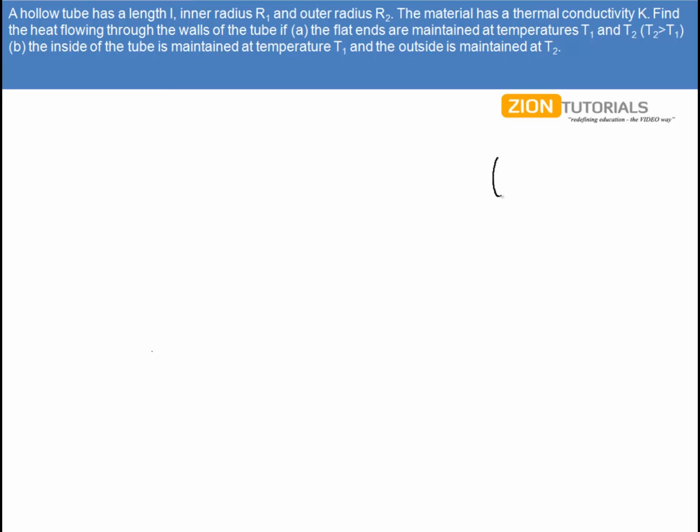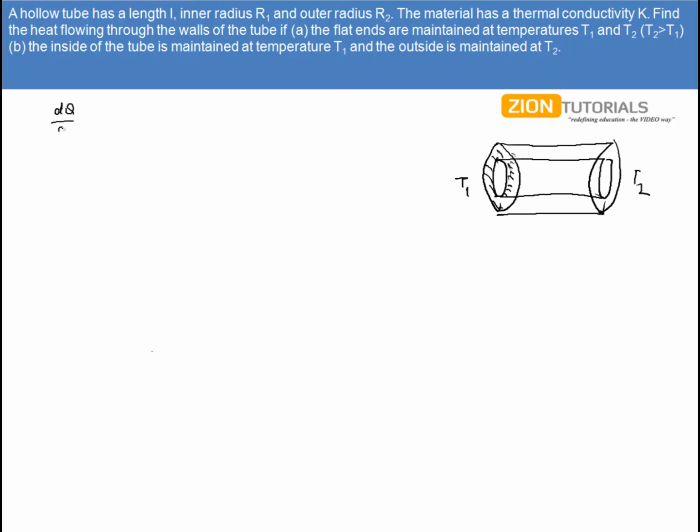That is, in the first part, let's say this is my cylinder, and let's say the outer one like this. So if the flat ends are maintained at temperature T1 and T2, it is very clear that this is the shaded area from where heat will flow. So heat flow is given by KA delta T by L.